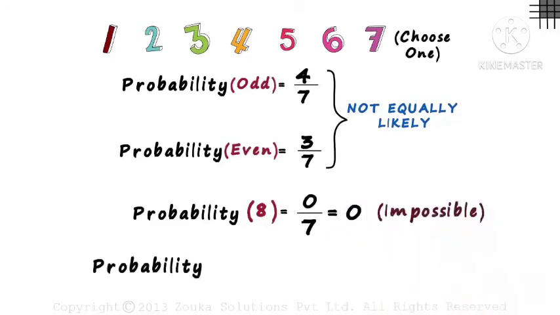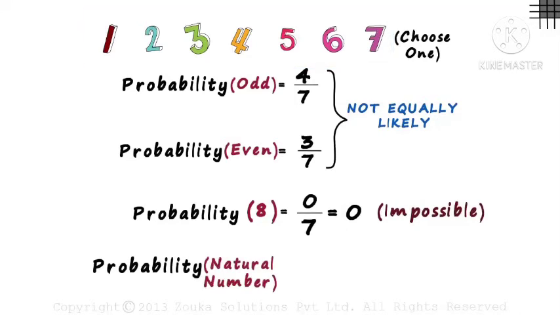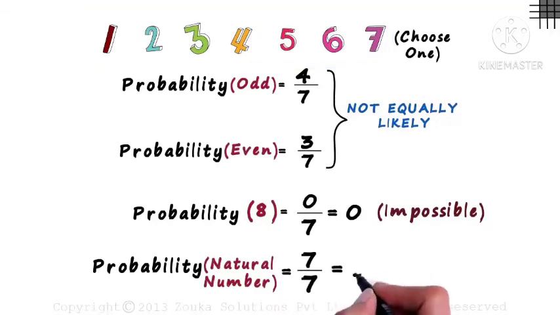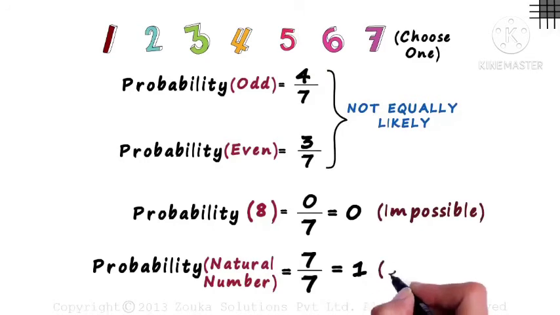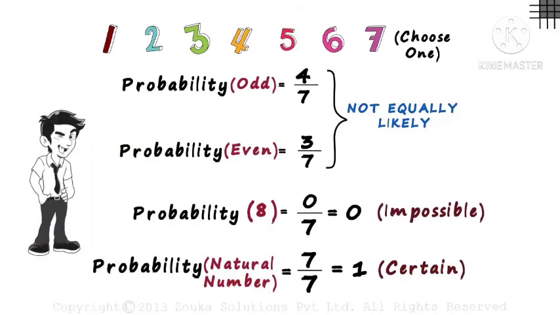And what if you're asked the probability of picking a natural number from these 7 numbers? Any number you pick, it will certainly be a natural number. So there are 7 ways in which we can pick a natural number, and the total possibilities are also 7. And this is 1. We say that the probability is 1 or 100%. We call this a certain event. It will certainly happen. If you watch all the probability videos, I would say it is certain that you would master this topic.